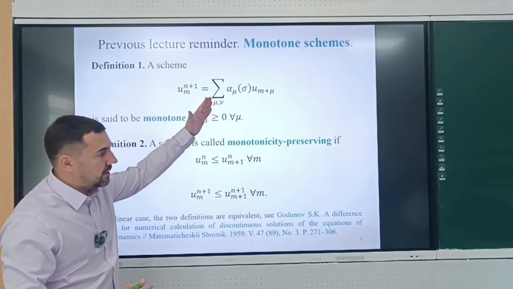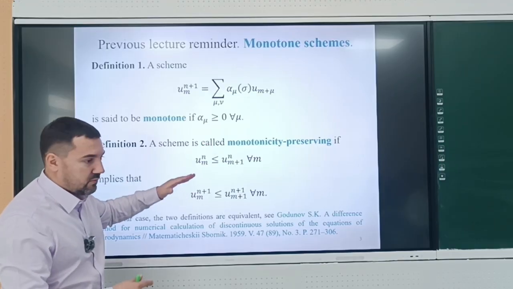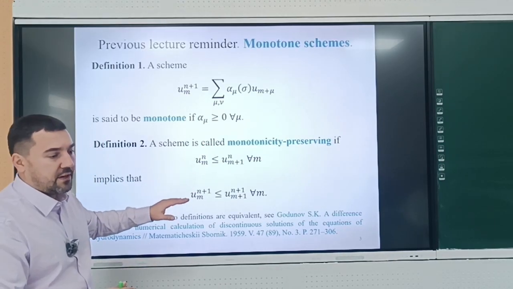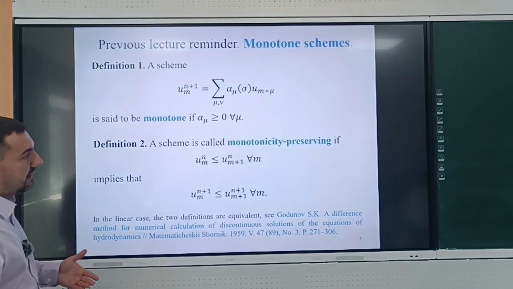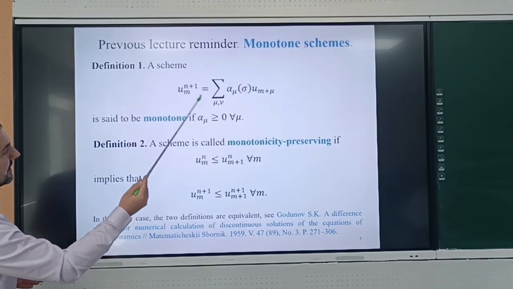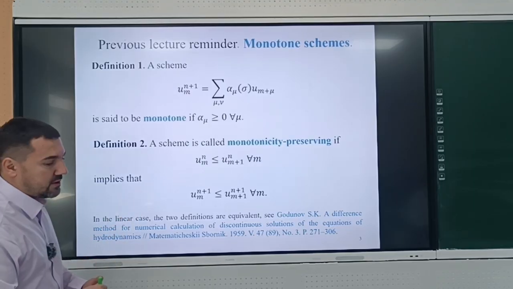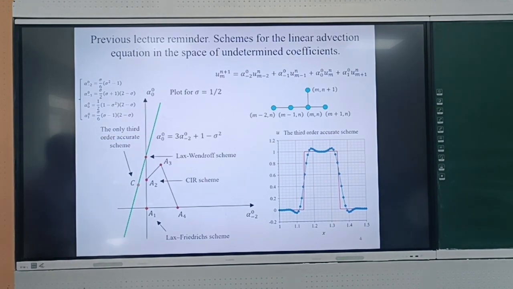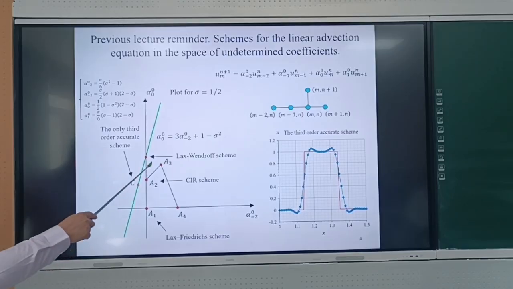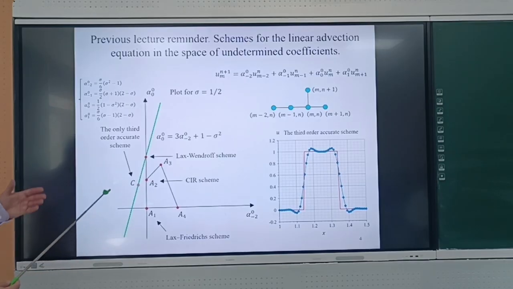So if you have a monotonic part of our solution at some time instant, we want to have the same character of monotonicity at the next time step. And for the linear advection equation, it's the same: all the coefficients should be non-negative. That is why on this space we would like to find the schemes for non-negative alpha. And we also plotted this area of monotonicity A1, A2, A3, and A4, and we pointed out the schemes that we just discussed.